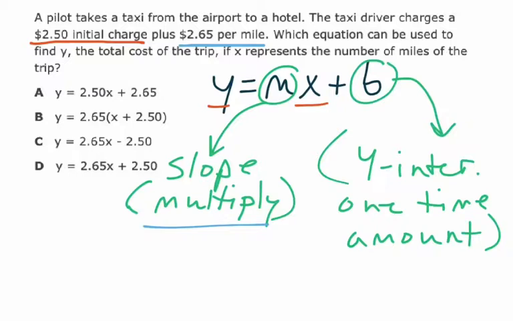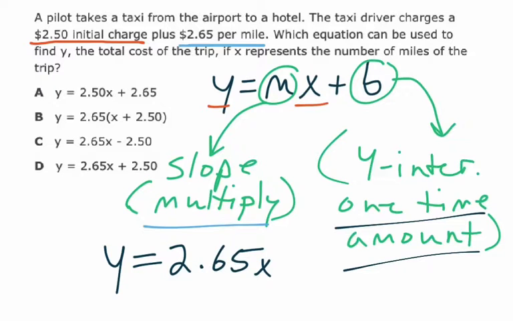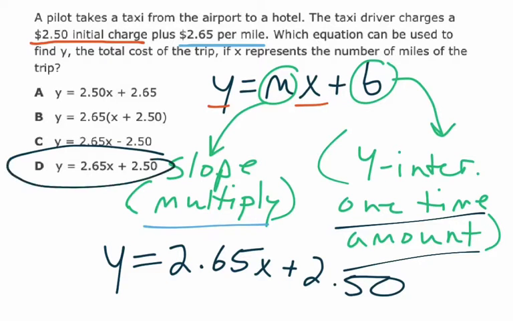So in the equation, we're looking for y equals, and that $2.65 should be the multiplied amount or the slope amount. So that should go with the x right there. And then our other amount, the initial charge, that one-time amount, is going to be plus $2.50. Okay, so which equation has this? 2.65x plus 2.50. Looking at this last one, looking at D.